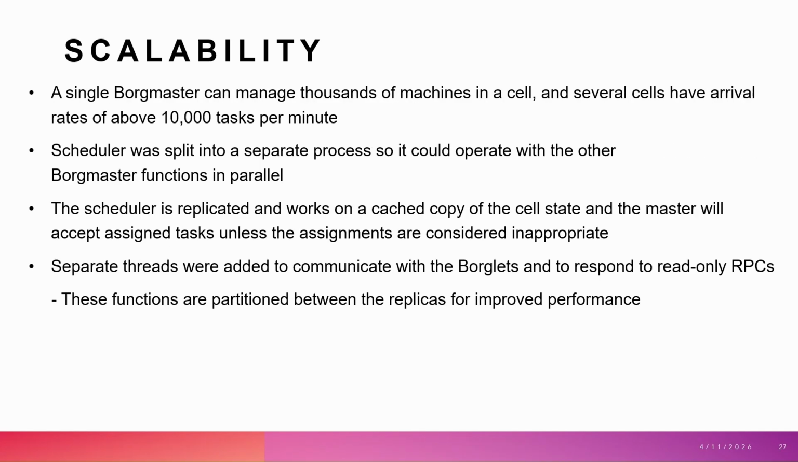And we move to scalability. A single Borgmaster can manage thousands of machines in a cell, and several cells have arrival rates of above 10,000 tasks per minute. The scheduler was split into a separate process so it could operate with the Borgmaster functions in parallel. The scheduler is also replicated and it works on a cache copy of the cell state, and the master will accept assigned tasks unless the assignments are considered inappropriate. And an inappropriate assignment is from a scheduler that was working on an outdated cell state.